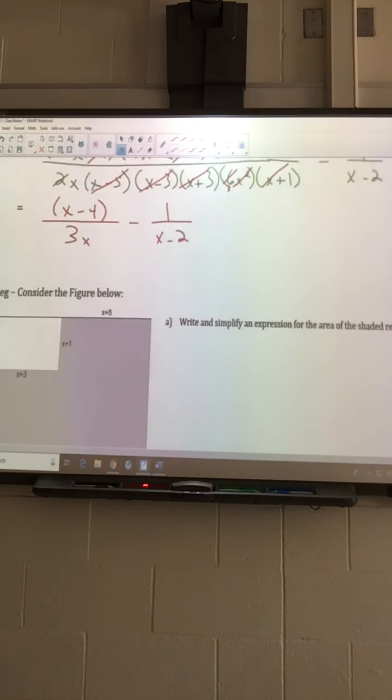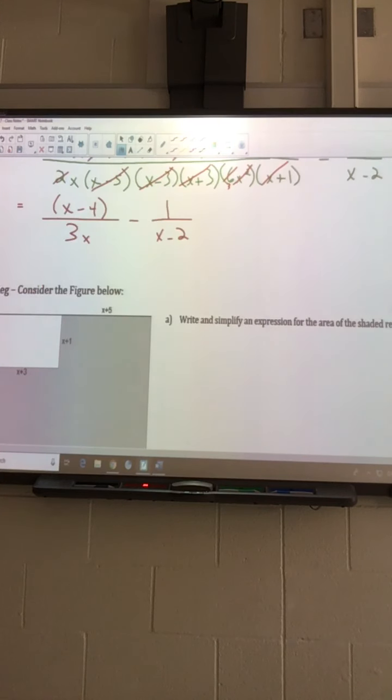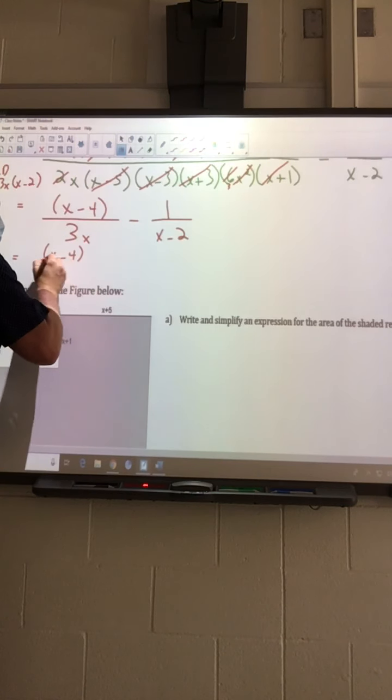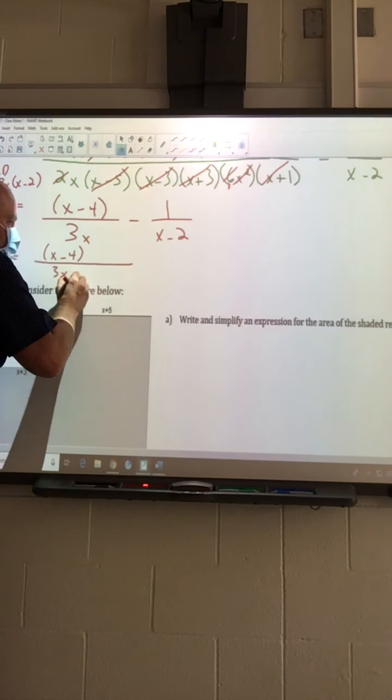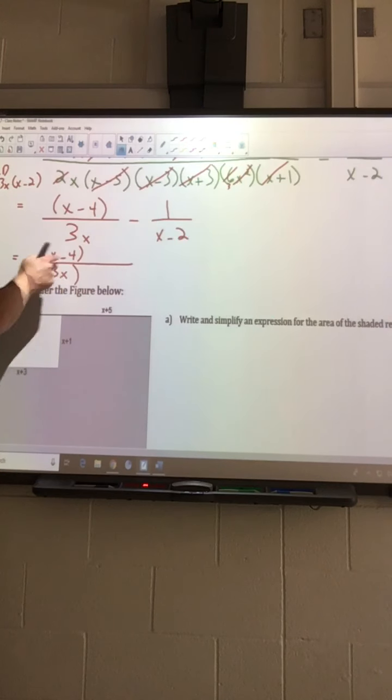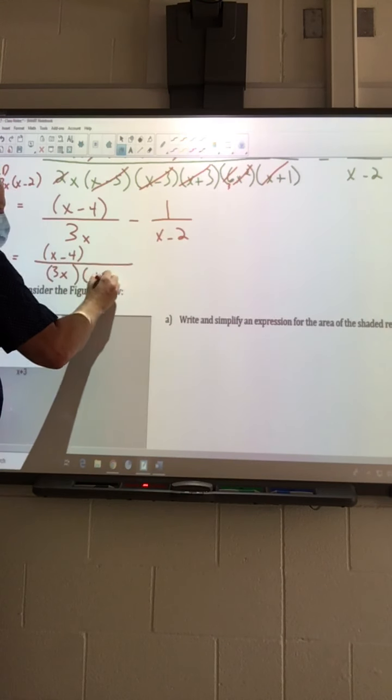All right, so there I have here, and I still have some work to do, and I'm actually running out of room. Okay, I should give myself some more room, shouldn't I? Okay, so what do we do now? Yeah, I gotta do the LCD. I'll do the LCD over here. Okay, it's gonna be 3x times x minus 2. Not really difficult to do. Okay, so then I, of course, make the denominators the same. So I've got an x minus 4 all over a 3x. So what do I need to add to the 3x to make it look like this guy? The x minus 2, right?